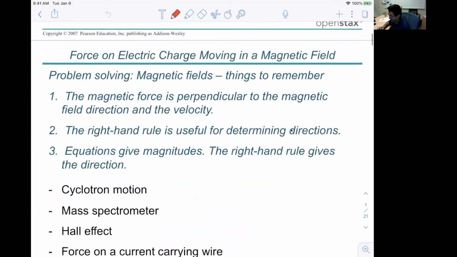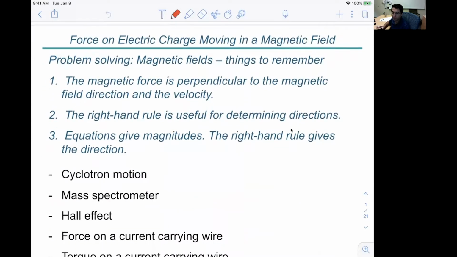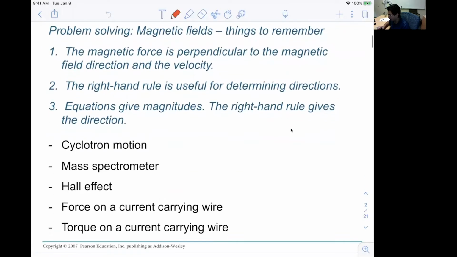Anyway, so last lecture we learned about force on electric charge moving in a magnetic field. So we will continue on this subject because we will see some applications and build on this. What you need to remember, you have three things. First, the magnetic force is perpendicular to the magnetic field direction. The force is perpendicular to the magnetic field and the velocity. Second, you will use the right-hand rule to find the direction. And third, the equation gives the magnitudes.